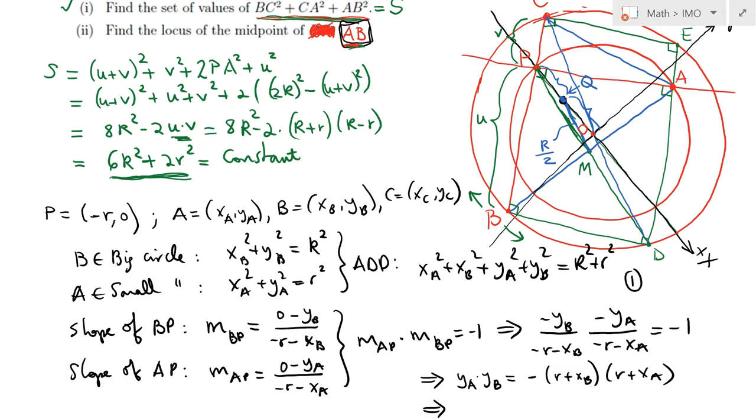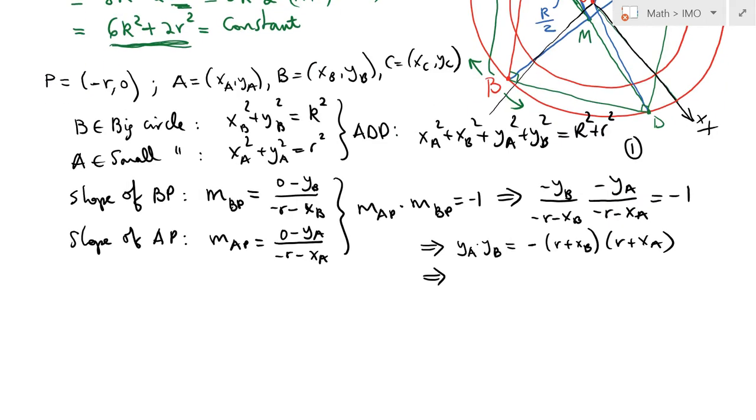Finally, if I scroll down just a little bit, okay, good. I can move things to the other side, so I would get, hold on, ya times yb plus, and now I can expand, r squared plus r times xa plus xb plus xa xb is equal to 0, and that's the second result that I found.